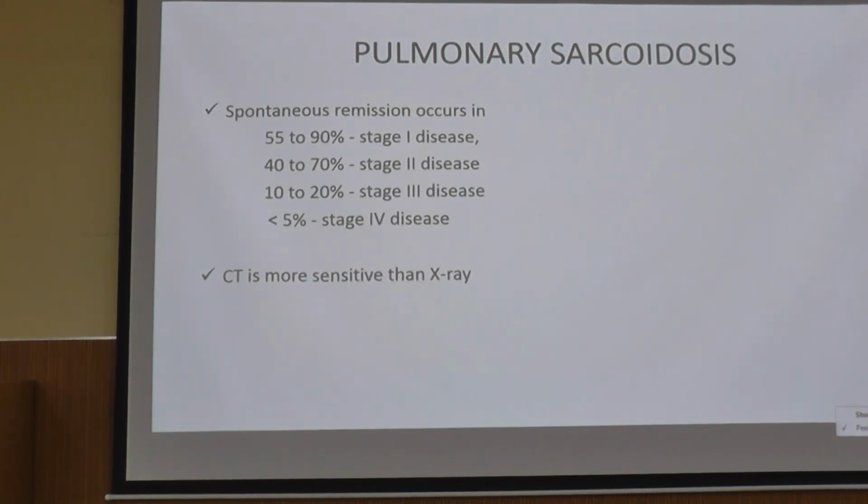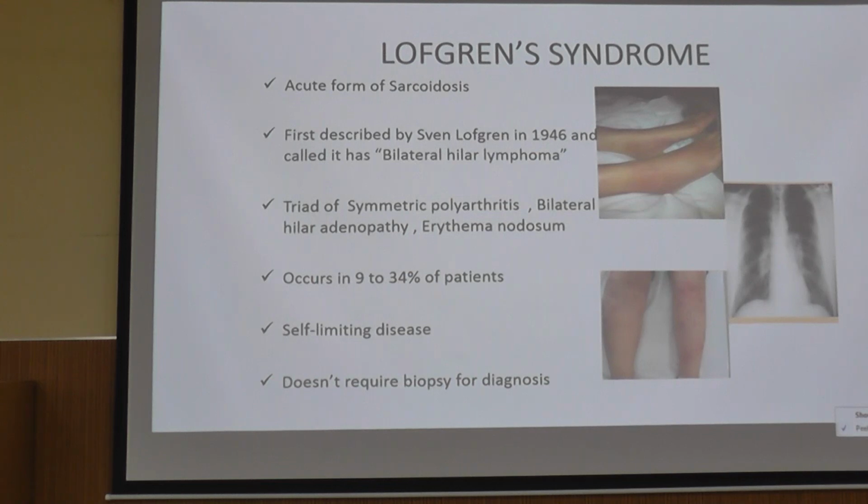In 90% of stage 1 disease, most of the time there is spontaneous reduction. Only in stage 4 disease, less than 5% of the patients will resolve. So X-ray we can pick up, but to identify clearly the extent of the disease, then only you do a CT. Now there are certain syndromes which are associated with sarcoidosis.